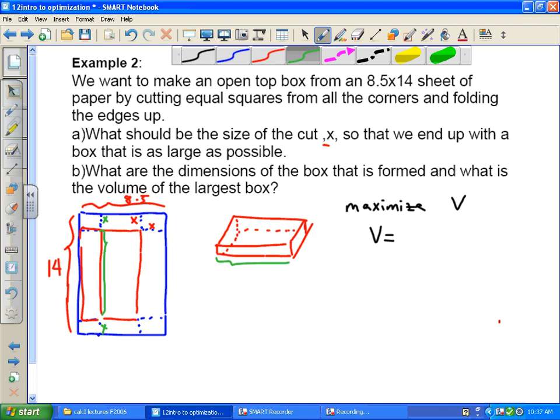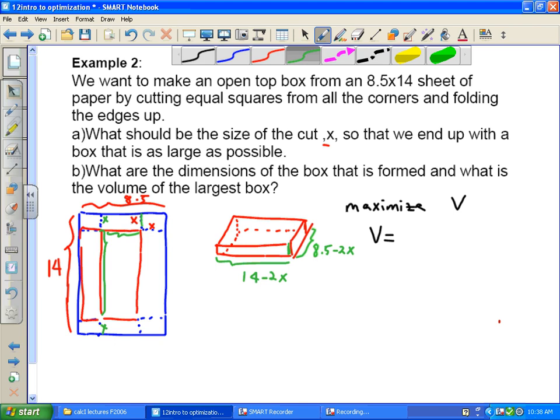Would everybody agree? 14 minus 2x, you're cutting x from here, x from there, so that side will be 14 minus 2x. Okay. And what about over here? What are you left with there? 8.5 minus 2x. Okay. And what about the height of this box? When you fold these sides up, what will be the height of the box, which is the same as this?